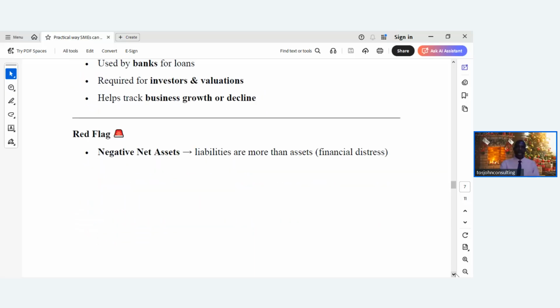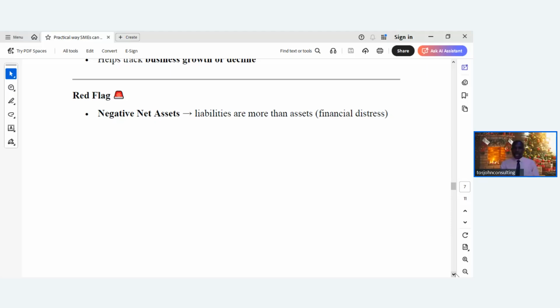So here is a red flag: negative net worth, negative net assets. It means liabilities are more than assets. It signals financial distress, financial tension, financial difficulties, financial unhealthiness. That's what it means. There are liabilities that are good, but they must not be more than your assets.